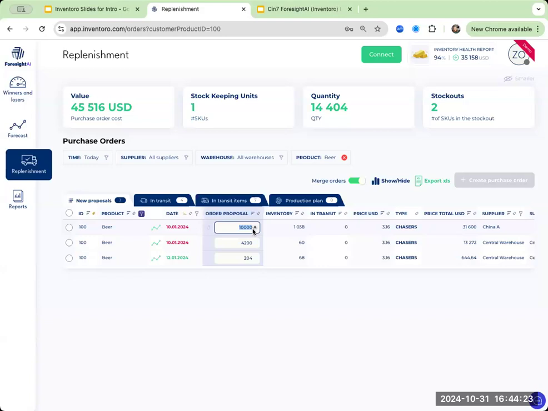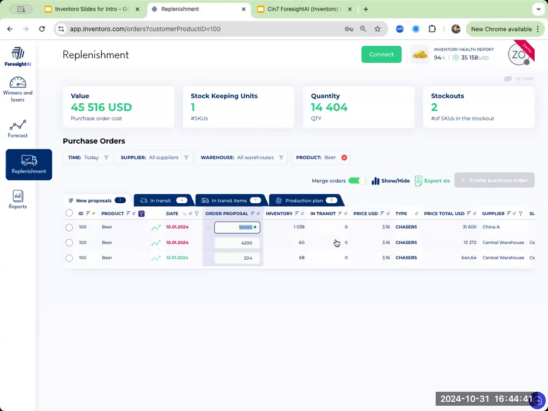So there's a huge complexity behind this order proposal number, but this is where AI meets human. So you can always, I talked about cash flow constraints. If that's an issue for you and you're okay with it being stocked out, you can always adjust this order proposal as necessary.